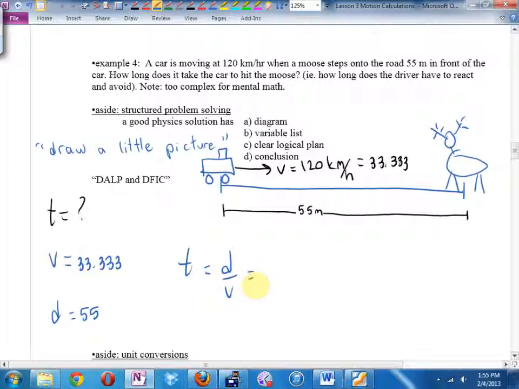I'm curious if this moose is going to survive. I was trying to make the numbers up so that we were close. Oh, I got this backwards. 55 is the distance. 33.333 is the speed. How many seconds does this driver have to react? It's going to be close. It's going to be really close.